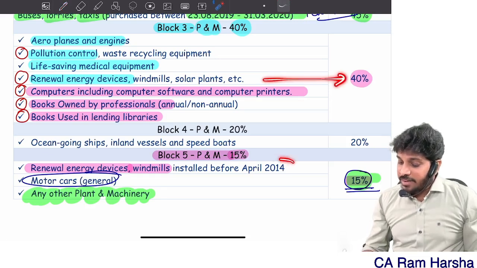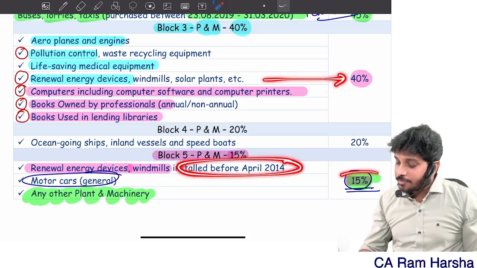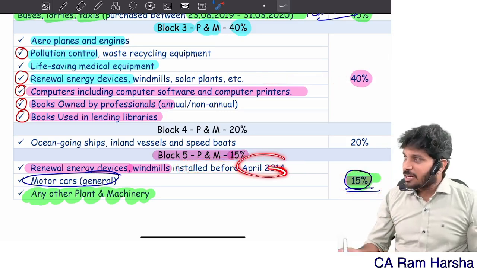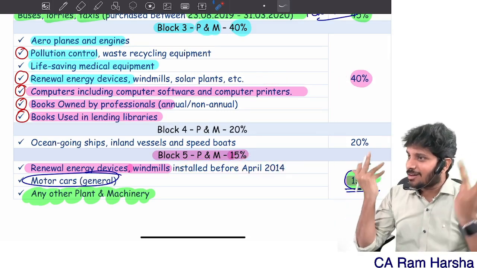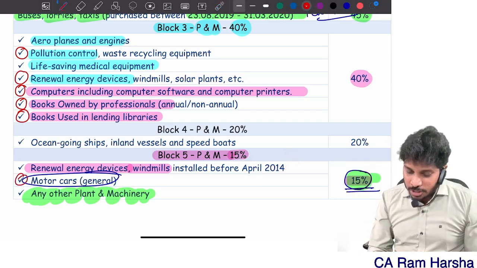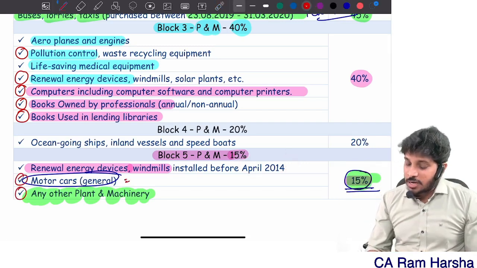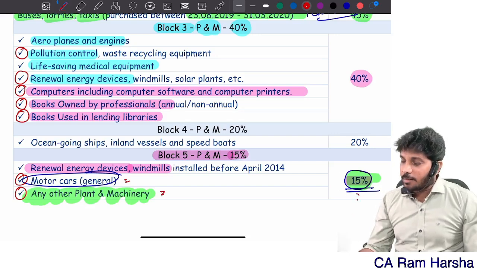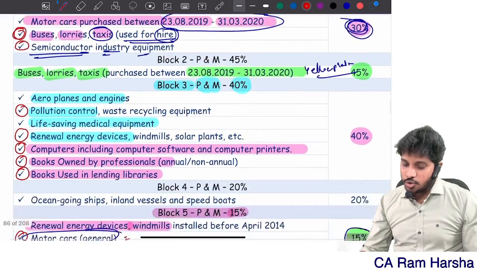40%. But if they were installed before 2014, it means right now they would have been depreciated already. So this point you need not remember. Correct? Now you should remember these two. Any other motor car for general purpose, any other plant and machinery, they all come under 15. So these rates you should mainly focus on.